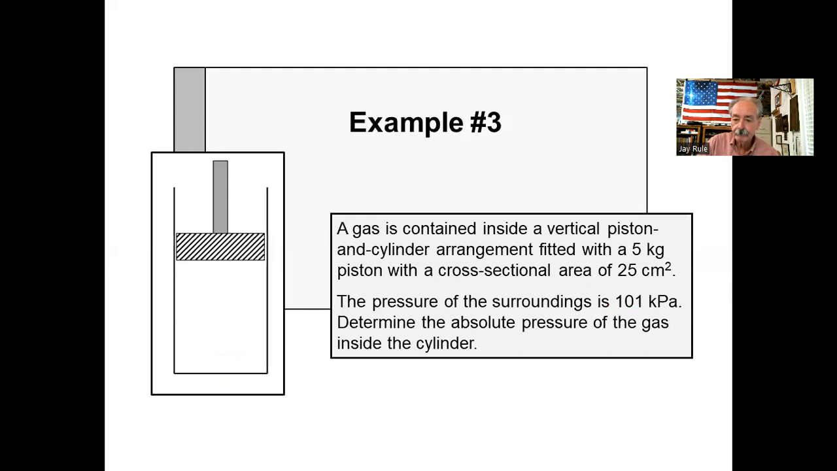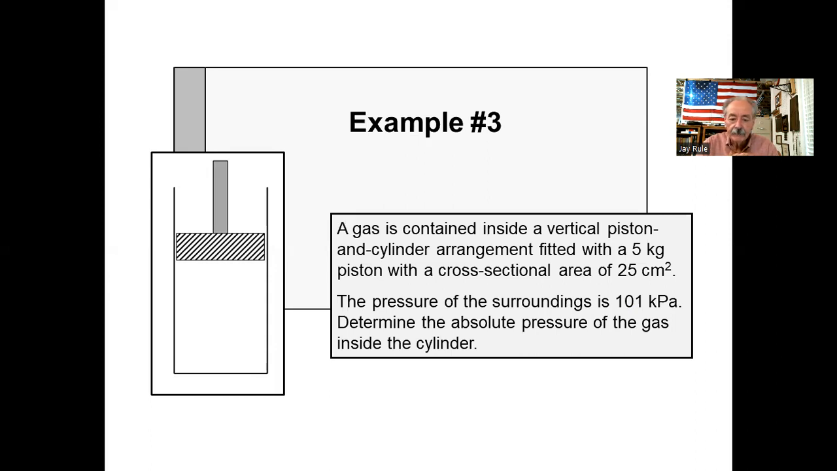Okay, example 3. Should look a lot like a homework problem. Several homework problems you've probably already done. So this will be a good review for you. This is a classic, simple quiz question. A gas is contained inside a vertical piston and cylinder arrangement fitted with a 5 kilogram piston, and that piston has a cross-sectional area of 25 centimeters squared. Okay, so I've determined the mass. I've determined the area for you. I didn't just give you the diameter. I've determined the cross-sectional area for you.